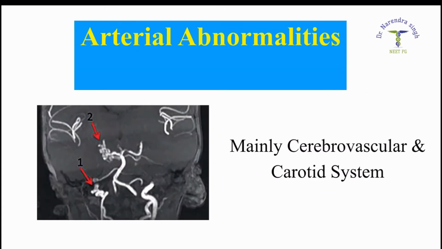The third part, that is A, is arterial abnormalities. Mainly the abnormalities encountered are of the cerebrovascular and carotid systems. In the diagram shown here, the most common are cerebrovascular abnormalities, and second are carotid system abnormalities.